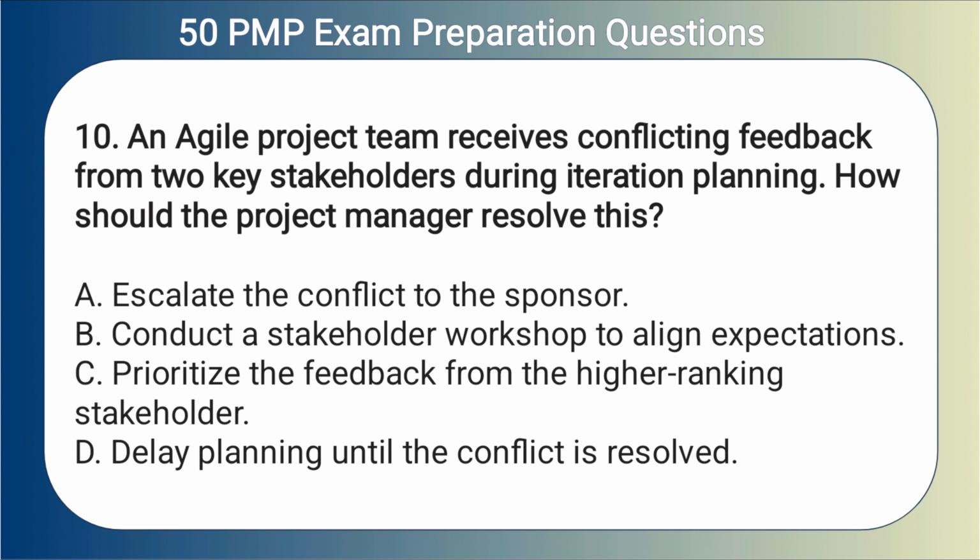10. An Agile project team receives conflicting feedback from two key stakeholders during iteration planning. How should the project manager resolve this? A. Escalate the conflict to the sponsor. B. Conduct a stakeholder workshop to align expectations. C. Prioritize the feedback from the higher-ranking stakeholder. D. Delay planning until the conflict is resolved.